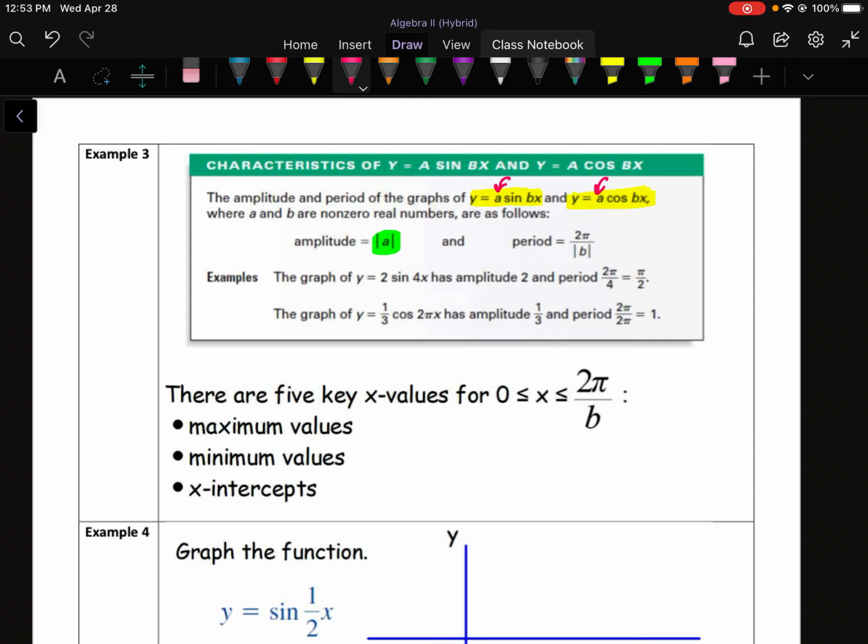And then to find the period, this is the part we actually need to do a little bit more with. It's always going to be 2 pi over the absolute value of b. So then we'll take a look here at some examples right below.